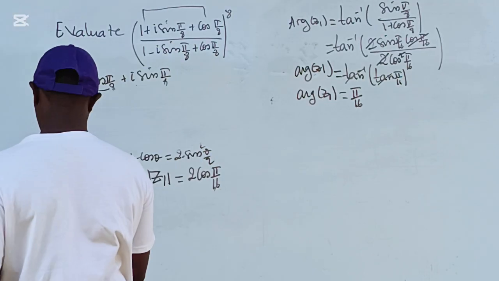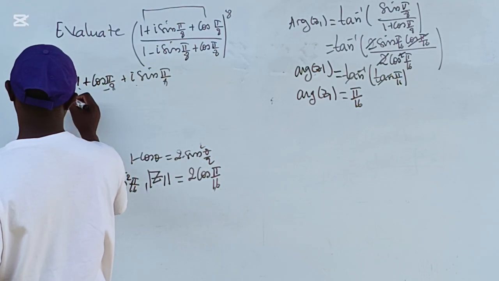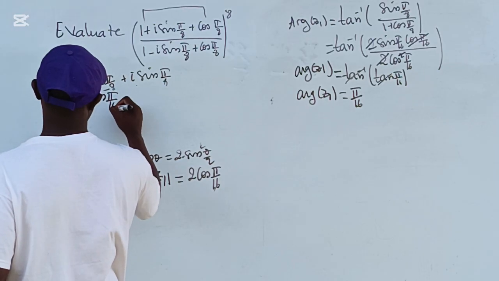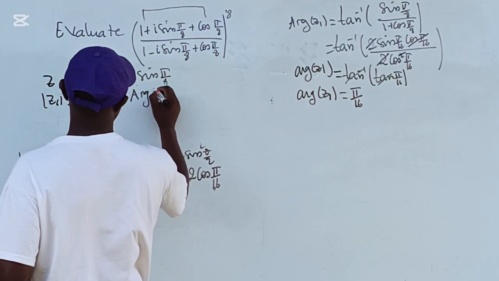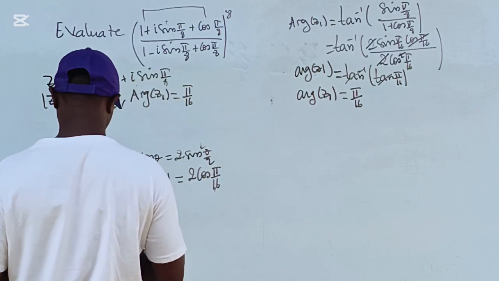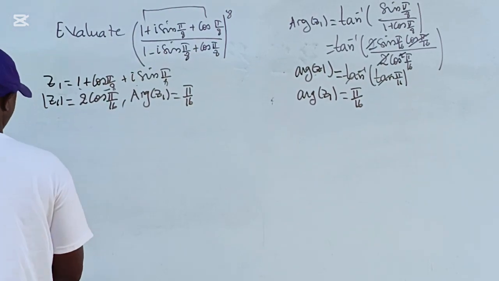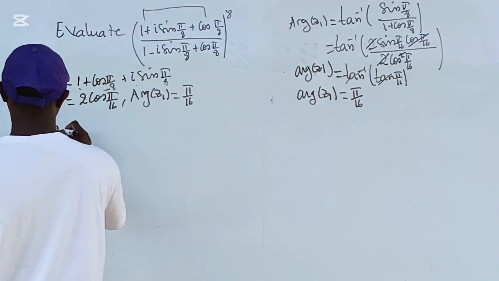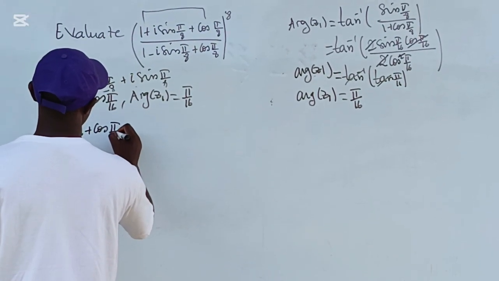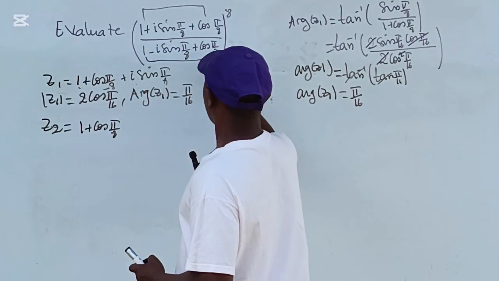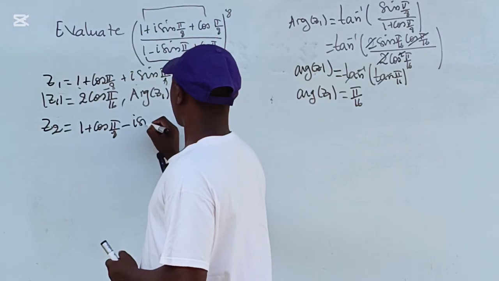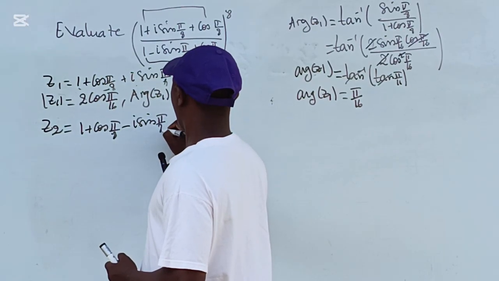Okay, let's write it here. Now we saw the modulus of z1 was 2 times cosine pi by 16, and the argument of z1 is pi by 16. Now let's continue with z2. Let z2 be 1 plus cosine pi over 8, and this and this form one part, minus i times sine pi by 8.